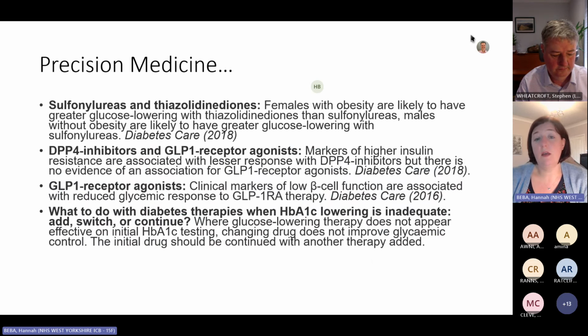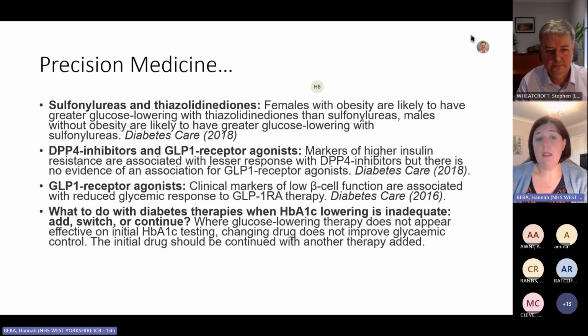So for sulfonylureas and thiazolidinediones, of which we only have pioglitazone now that we use, females with obesity are actually likely to have greater glucose lowering with pioglitazone than sulfonylureas, which we might expect because they're sensitizing.